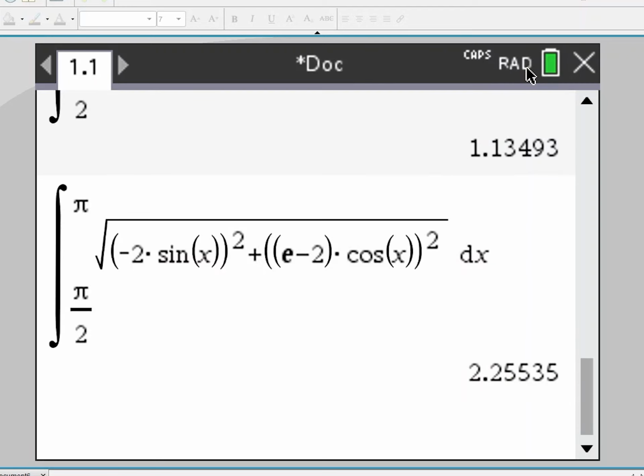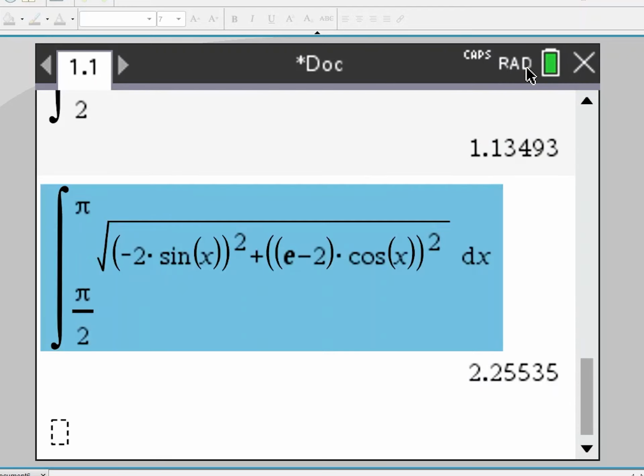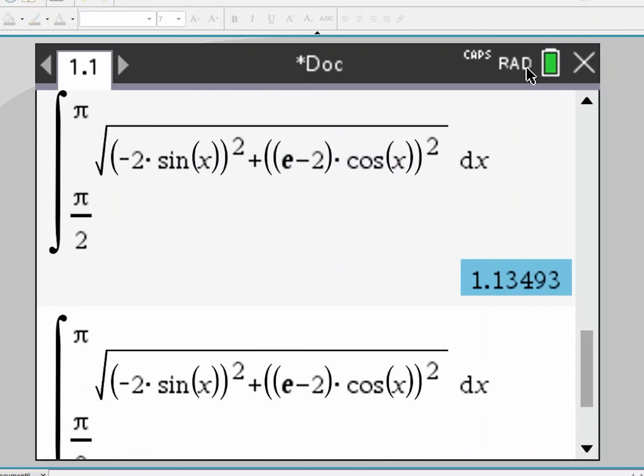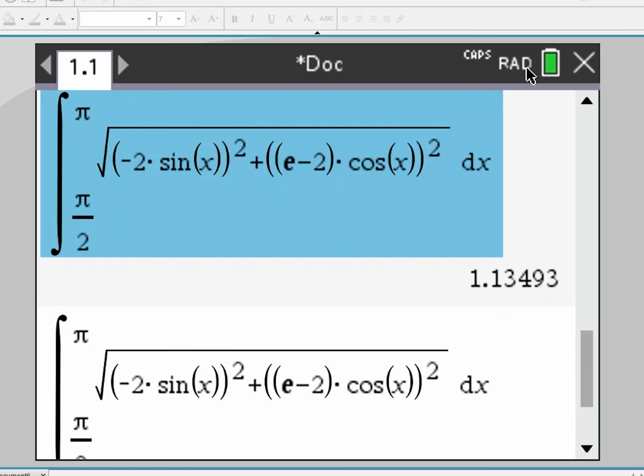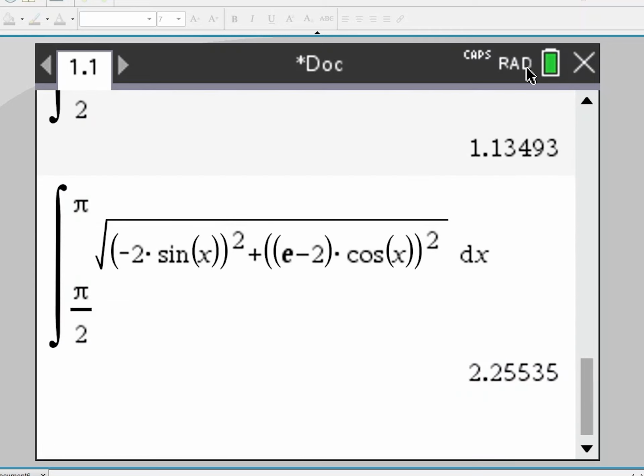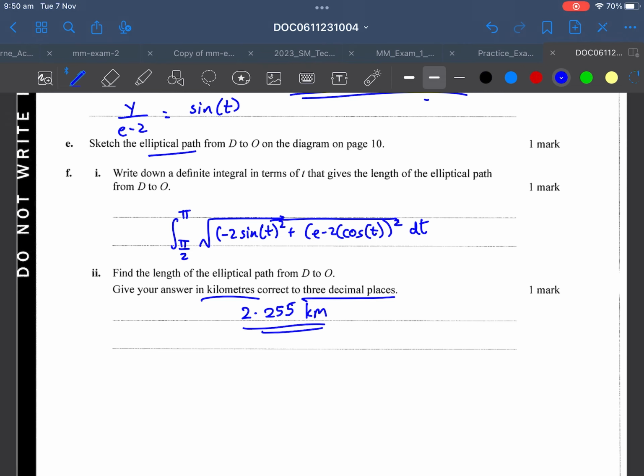Maybe if I tried in radians. I just realized when I pressed enter that it's in degrees. Okay, I'll just take the radian one, I think. So 2.255 kilometers will be our answer.